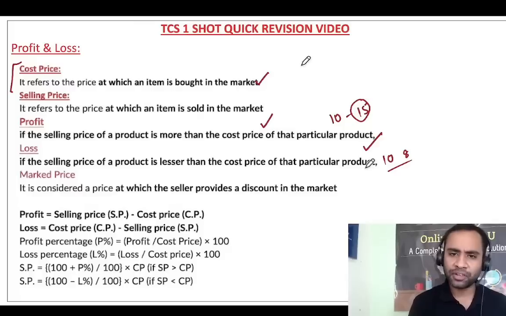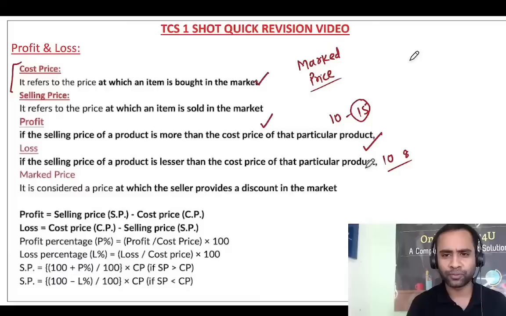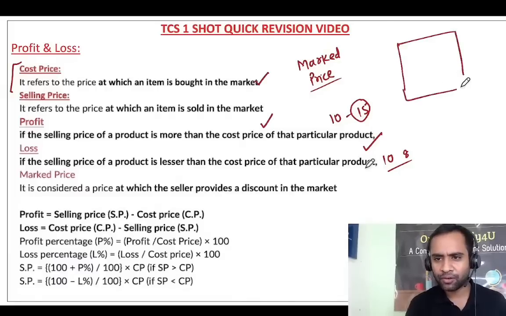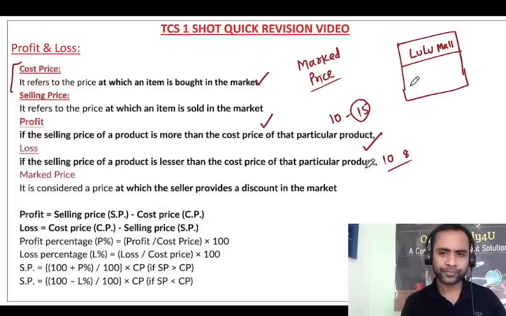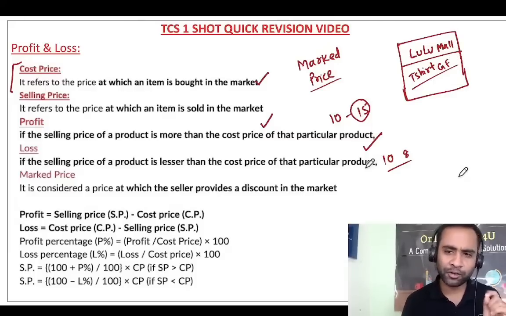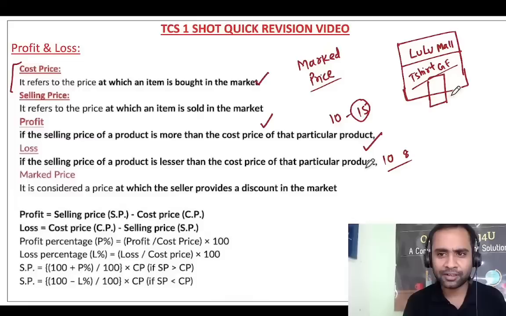Market price. Please try to understand this; I know many of you already know it. See, when you go to a mall, suppose you go to Lulu Mall, and you select one t-shirt for your girlfriend. The first thing you see is not the girlfriend or the t-shirt, you see the tag. So what is the tag price?